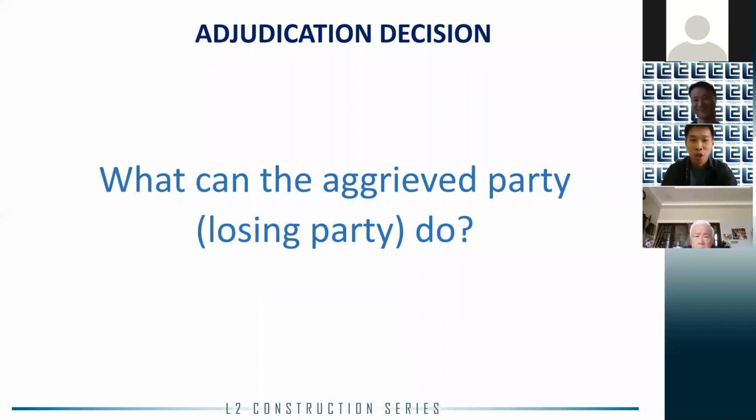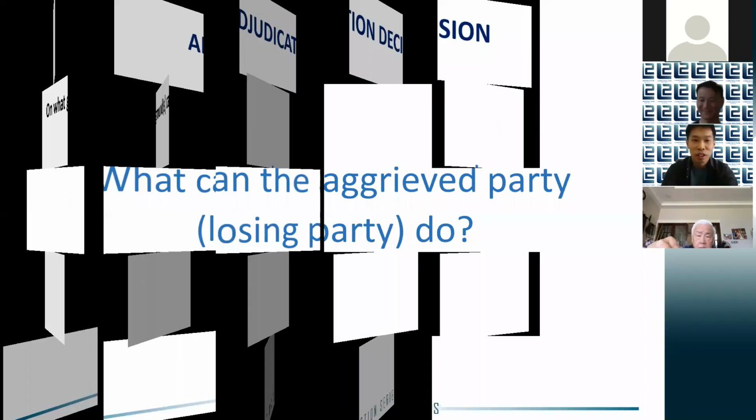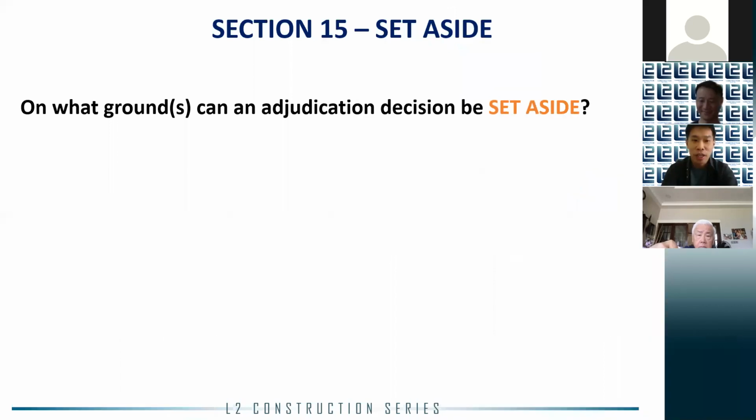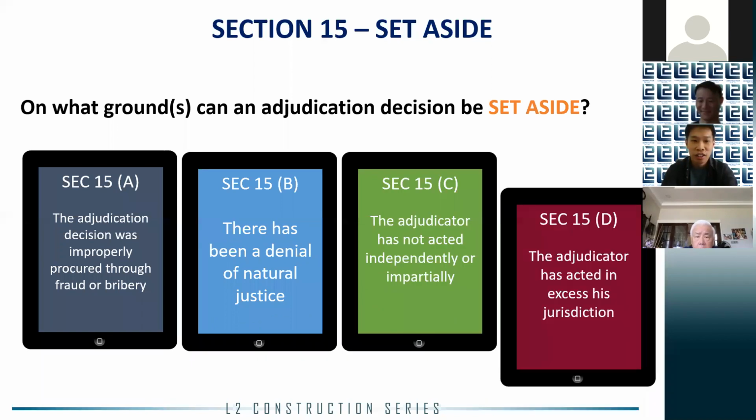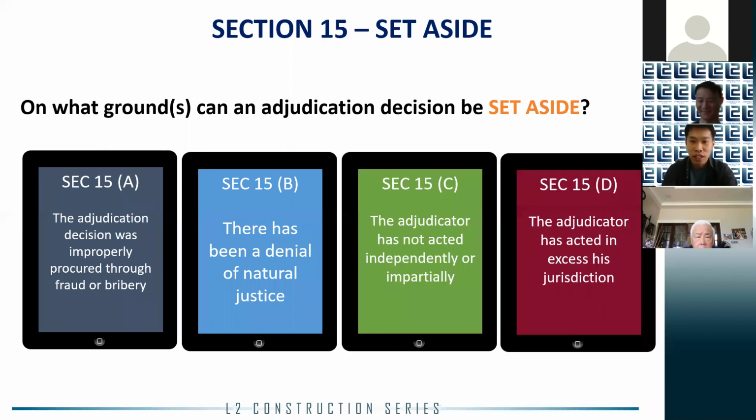Now, still not the time for the celebration yet. We still have to consider what the losing party can do. The losing party can apply to the court to set aside the decision under Section 15. And as you can see here, there are 4 grounds for set aside. If the losing party successfully sets aside the adjudication decision, the entire adjudication proceeding will be treated as if it had never happened. The parties can re-adjudicate the subject matter.